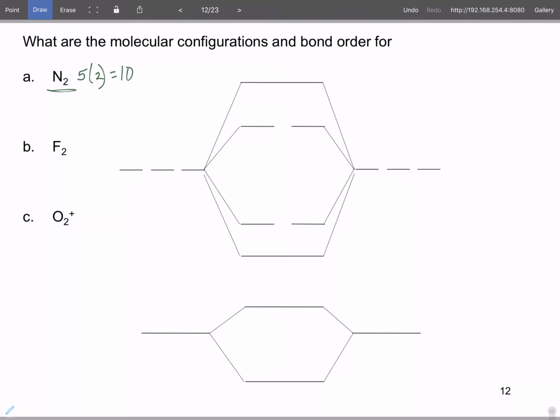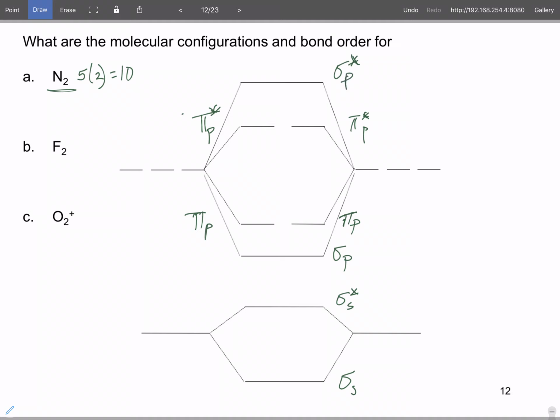Now the same rules apply, Hund's rule, etc. So what we're going to do is start down here. This is the sigma s bonding orbital. This is the sigma star anti-bonding s orbital. This is the sigma p bonding orbital. This is the pi p and the pi p bonding orbitals. This is the pi anti-bonding orbital. This is the pi anti-bonding orbital. And this is the sigma anti-bonding p orbital.